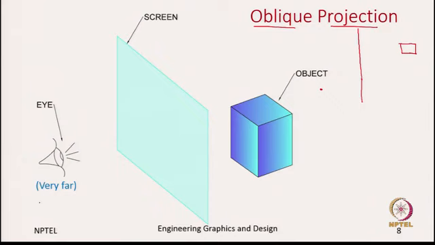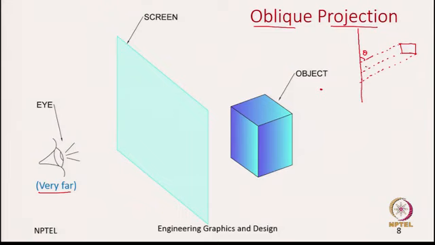Since we are saying that the observer is very far, we have all the projectors as parallel lines. So, how will the projectors look like? All parallel lines, going towards the observer. So, now what we see is these projector lines intersect the projection plane at an oblique angle. So, the angle is other than 90 degrees.